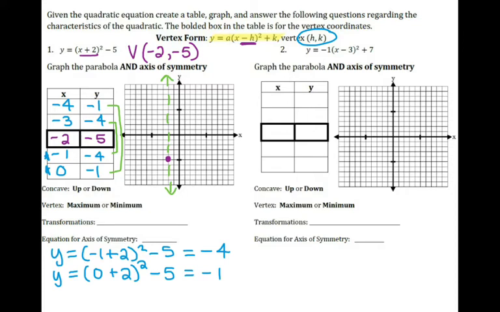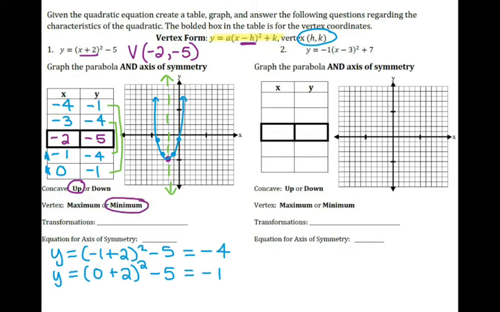So let's go ahead and plot those points. So I had (negative 1, negative 4) and (0, negative 1). On the other side, I had (negative 3, negative 4) and (negative 4, negative 1). And I can go ahead and connect, and then you've got your lovely U-shaped parabola. Now, if I look at my graph, I can see that it is concave up. Because it is opening up, my vertex is a minimum.